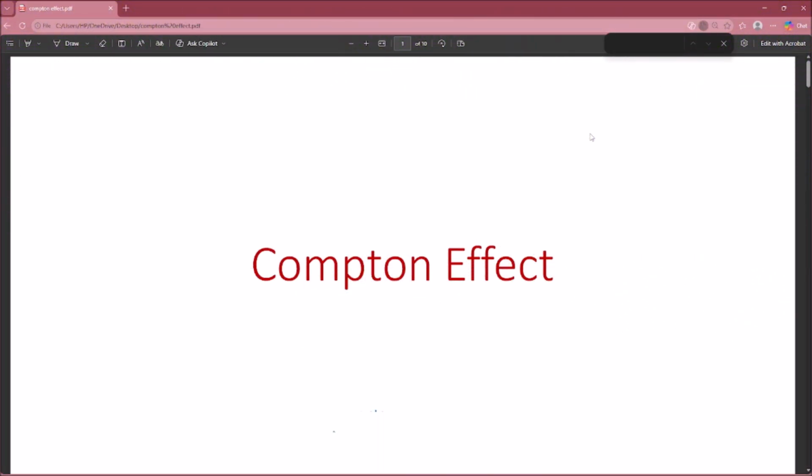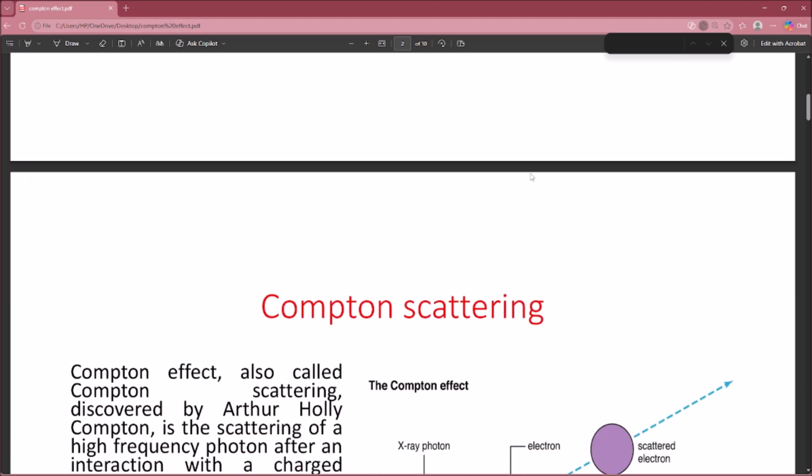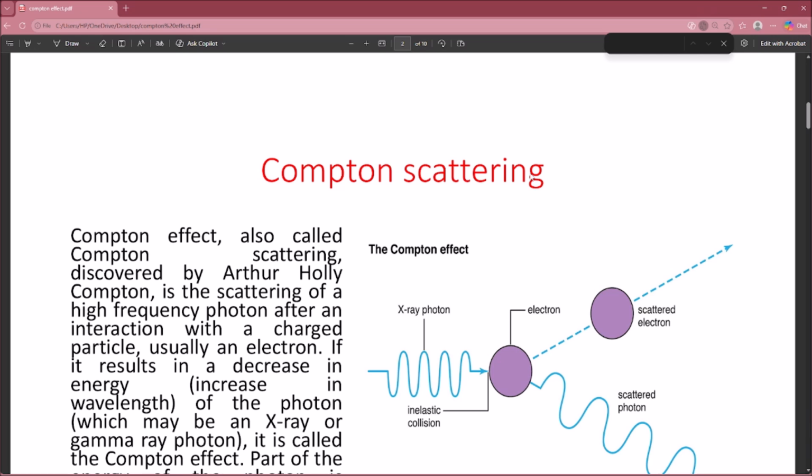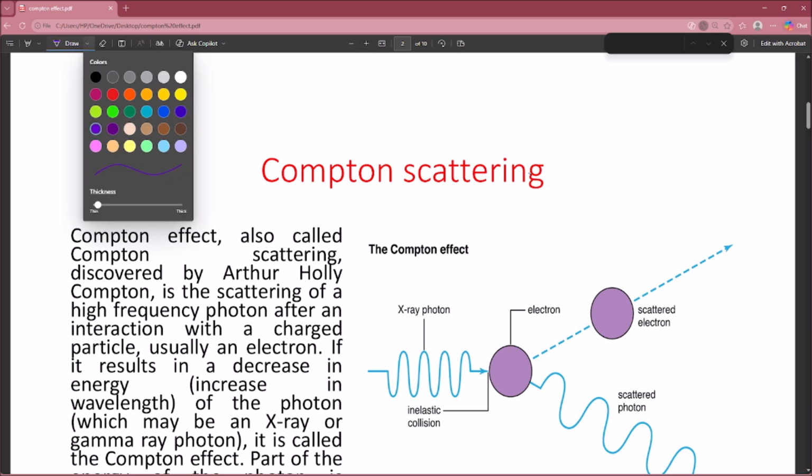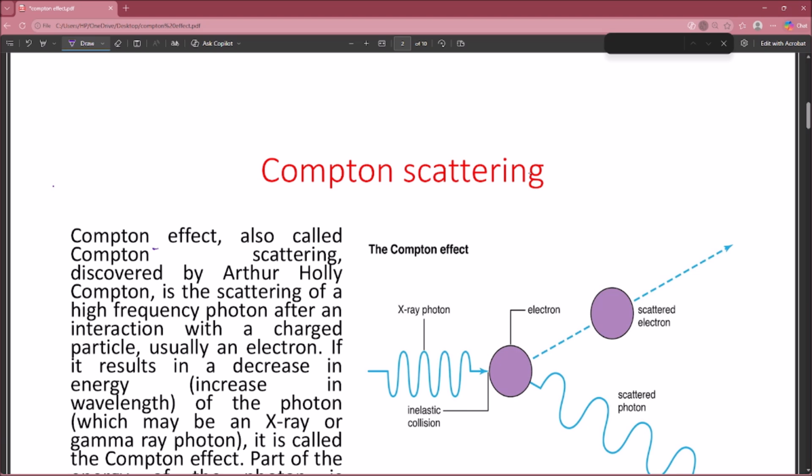So in this lecture, we will see about the Compton effect and Compton scattering. We will not derive the actual expression, just we see what is Compton effect with respect to quantum mechanics. So what is Compton scattering? The Compton effect is also called Compton scattering.